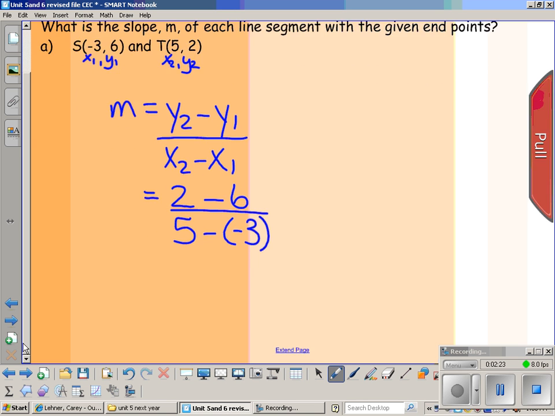Make sure you're subtracting -3, because what we are ultimately going to do there is end up adding those values. So we end up with -4 over 8, which can be reduced to -1/2. So our slope is equal to -1 over 2. If you would have graphed these points, you would have found your rise to be -1 and your run to be +2.